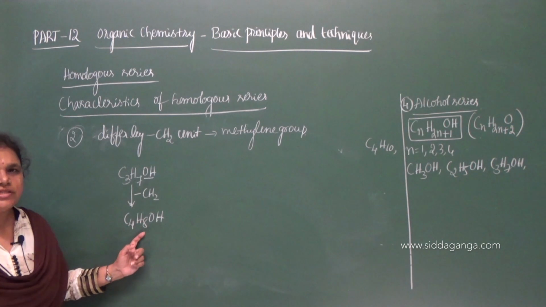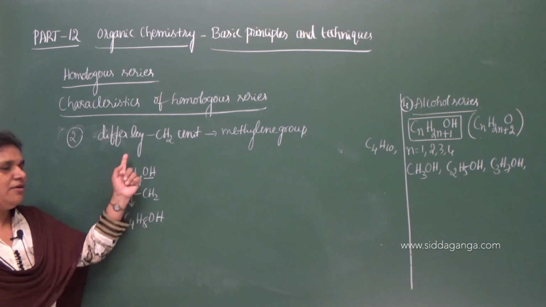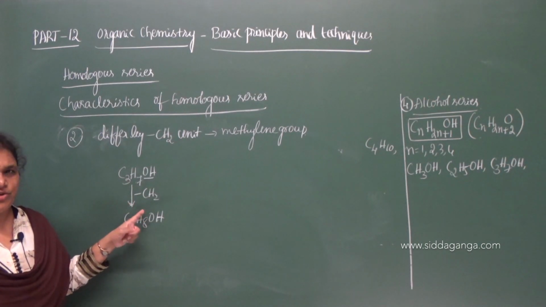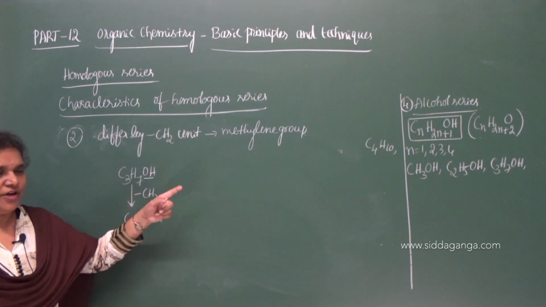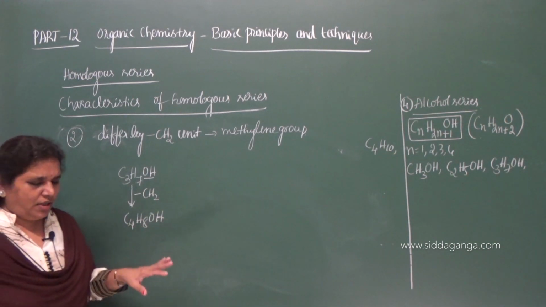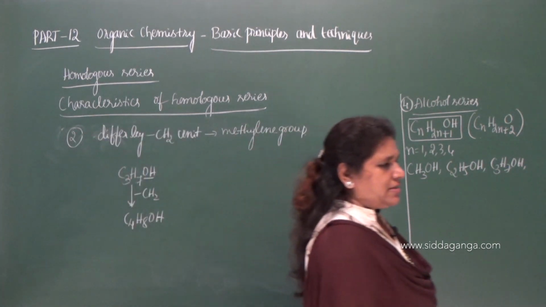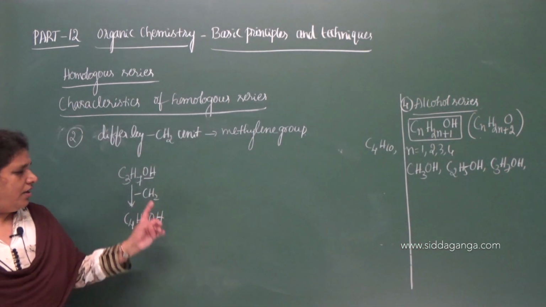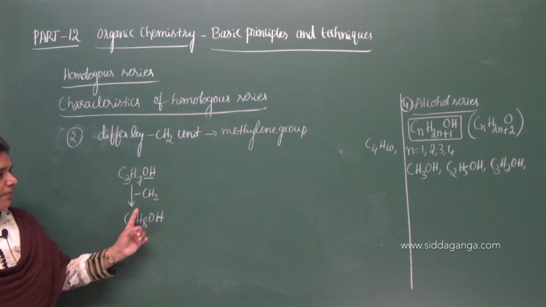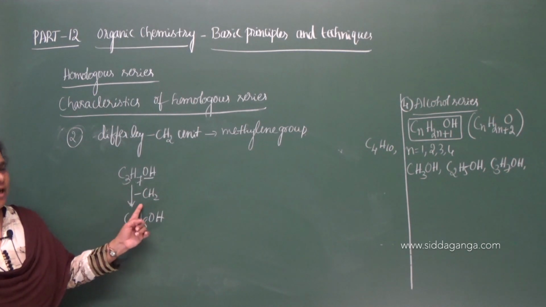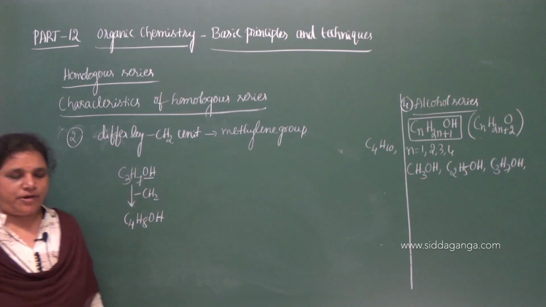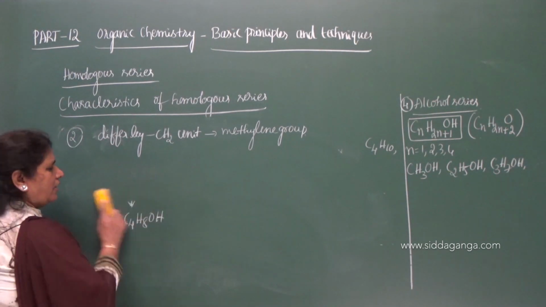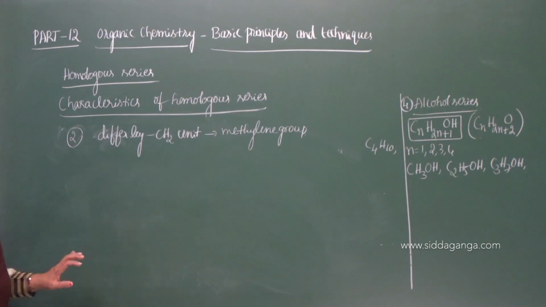Again, if you want the previous member, then you can get it by subtracting the CH2 unit. So that will be C2H5OH. So you can give every successive member in a series by adding the CH2 unit, that is, by adding a methylene group, and this is the second characteristic property of homologous series. Now, let us move on to the third property.